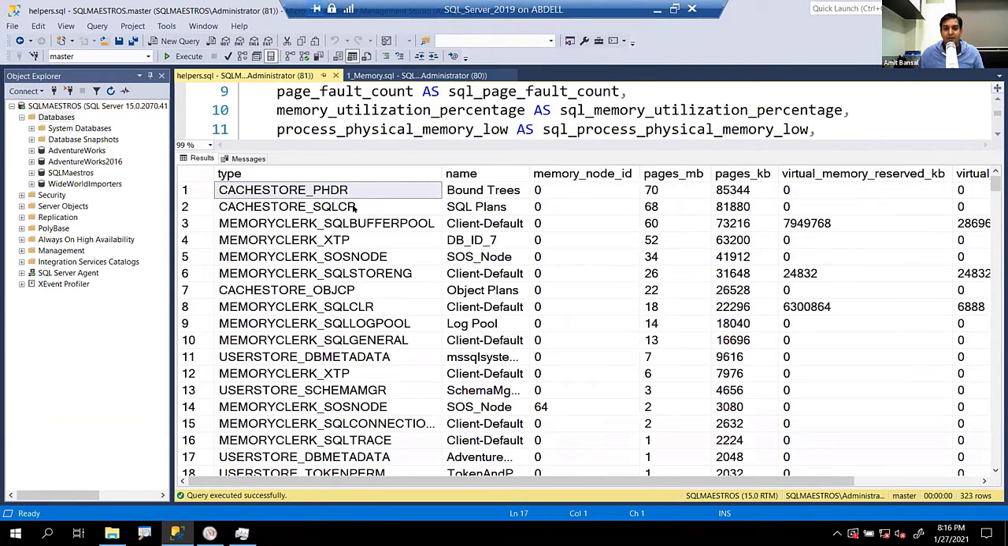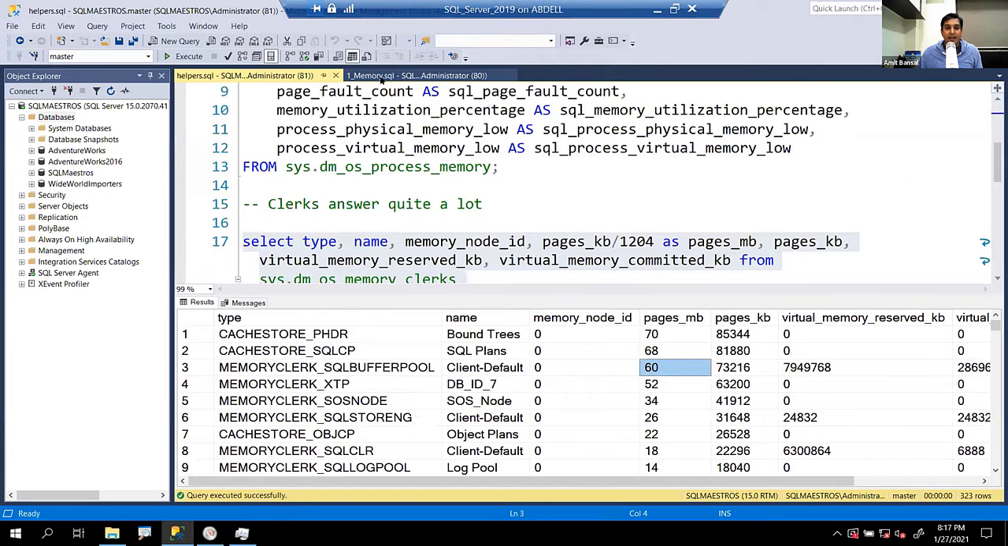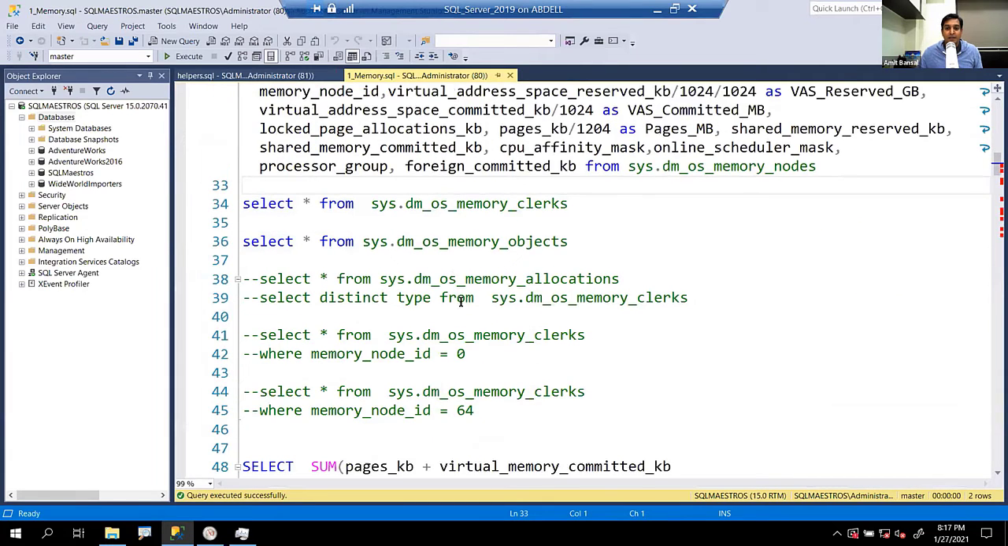Now, if you look at the clerks here, you can see PHDR, which is for boundaries, and the SQL plans for the ad hoc plans. These are all consuming about 70 MB, 68 MB, 60 MB, and so on. Very limited use. It's a vanilla SQL Server installation, and I've just started it. So the memory consumptions are very low. Okay, so let's put this down and go back to objects.